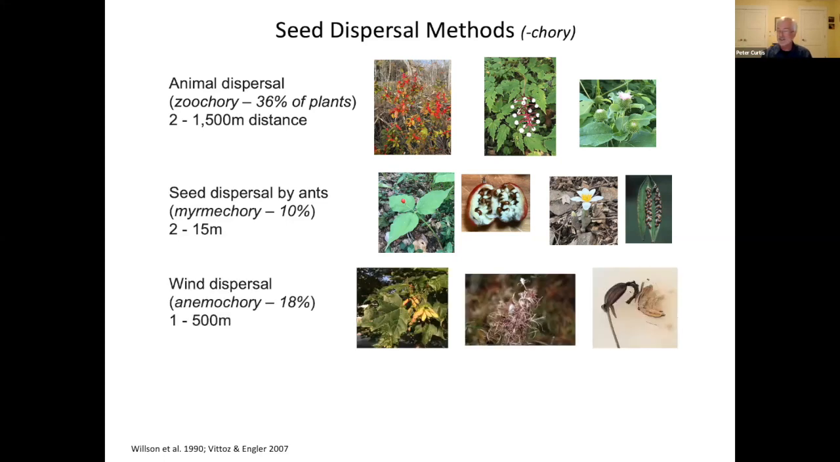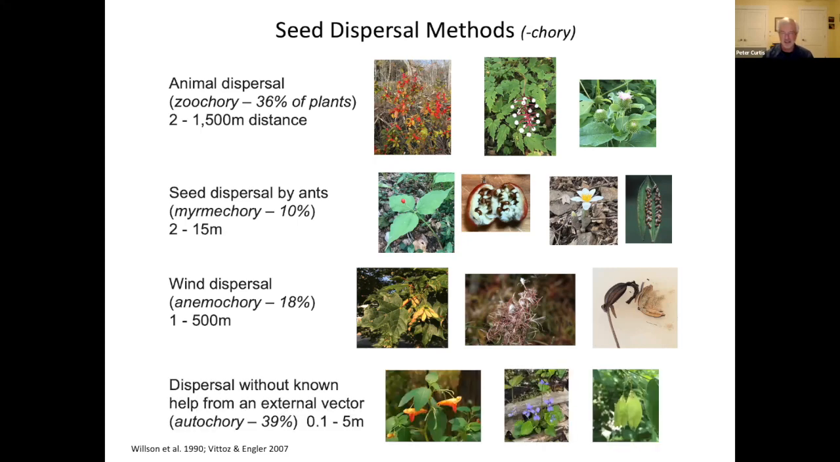Wind dispersal is another one. Maybe 18-20% of our species are wind dispersed. Familiar plants like maples or fireweed or orchids with their dust seeds are wind dispersed. We'll get back to that. Maybe half a kilometer at most. Again, with rare instances where it can go much further than that if the seeds get lofted particularly high. So wind dispersal is another.